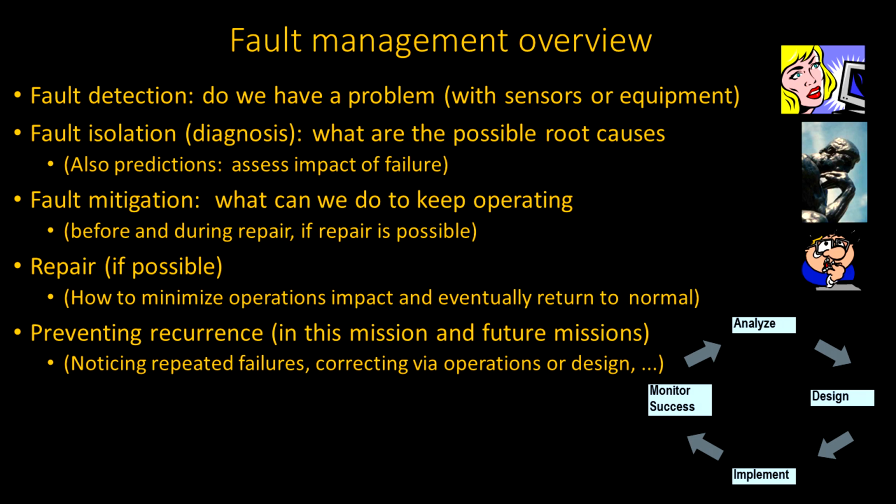Preventing recurrence means noticing repeated failures and then correcting via operations or by design. It could apply within the same mission, if it's something that can be repaired anyway, and certainly for future missions. So it's not really considered part of everyone's fault management, but it is an important part of continuing improvement. You have to have a cycle where you analyze what went wrong, you redesign something, you implement it, and you monitor the success. If the failure recurs, you go through the cycle again. But the general idea is continuous improvement.